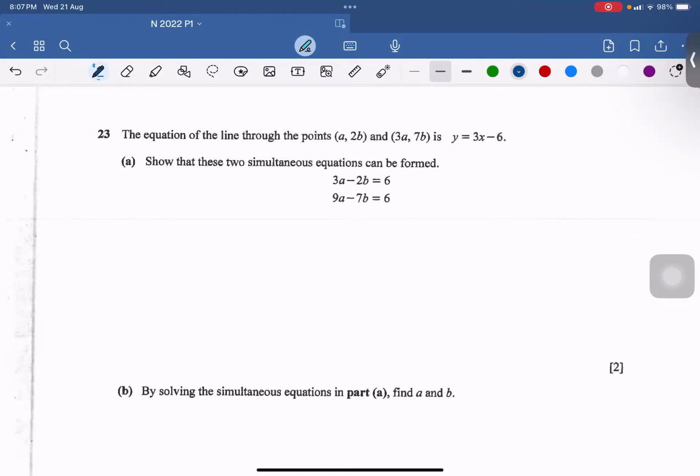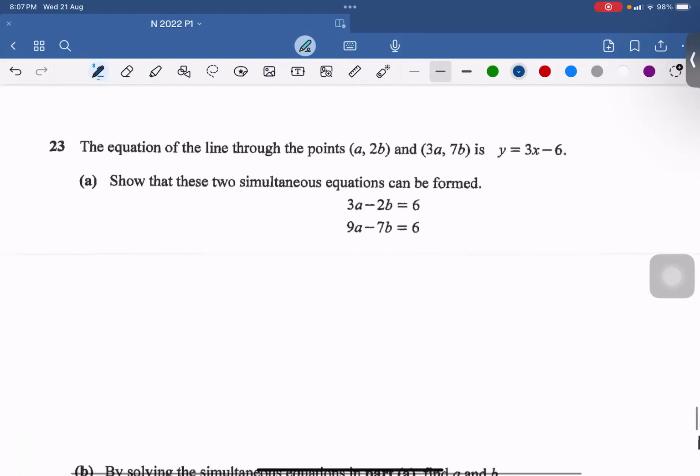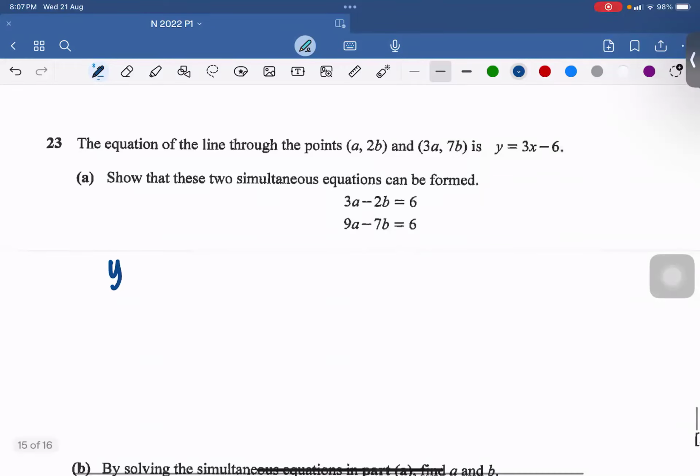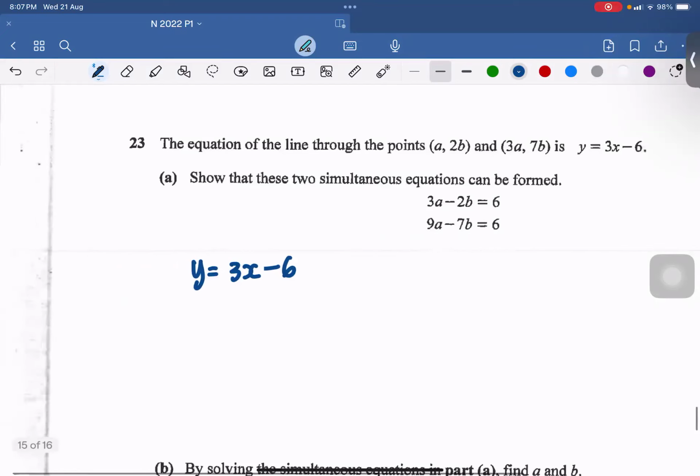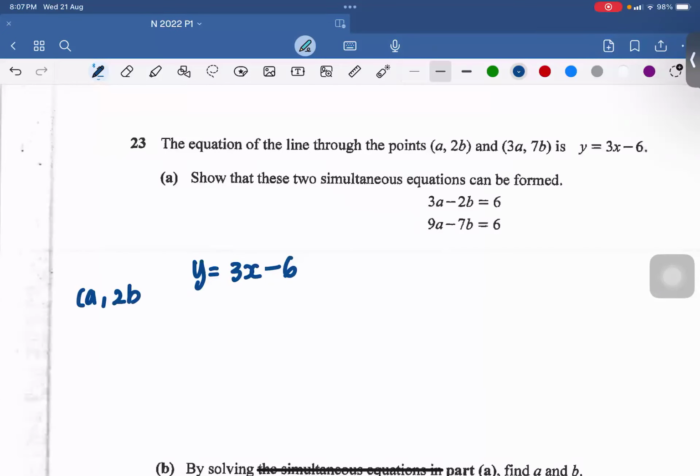And you need to understand what you mean by the equation of a line goes through these points. When I have the equation that goes through this point, first part, you have to understand that my equation is y equals to 3x minus 6. When I have the point A, comma 2B, what does that mean? It means the x value is now equal to the number.